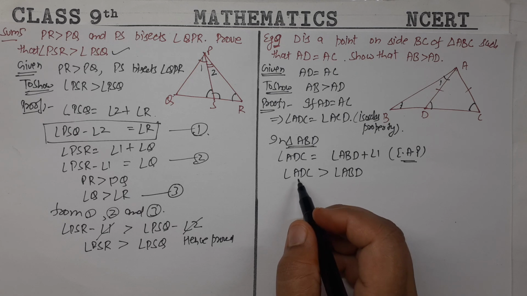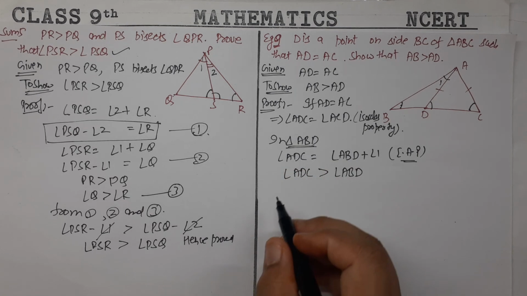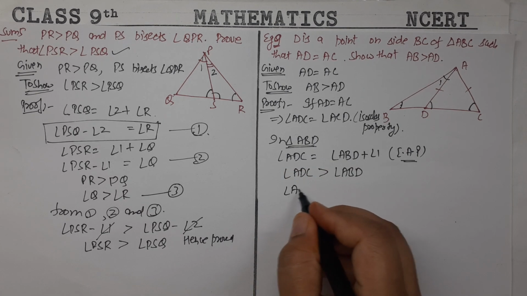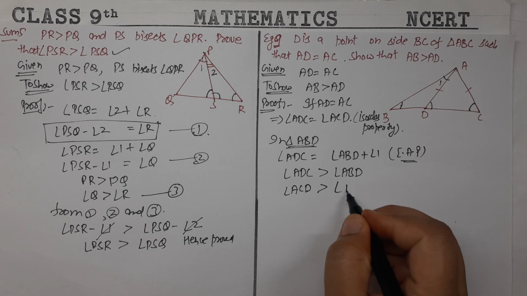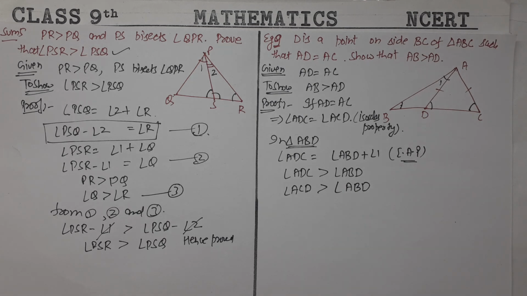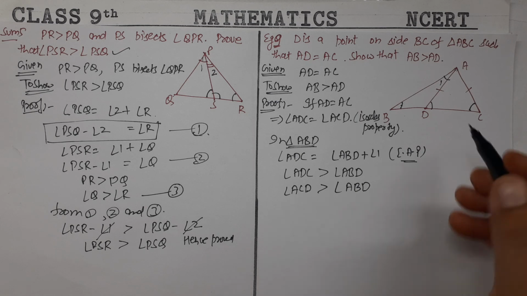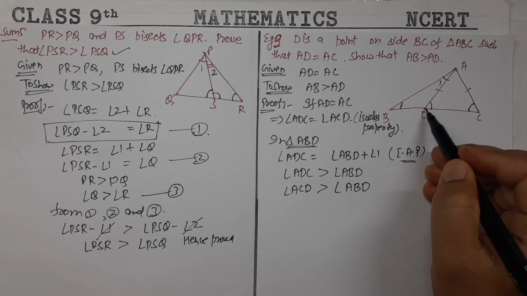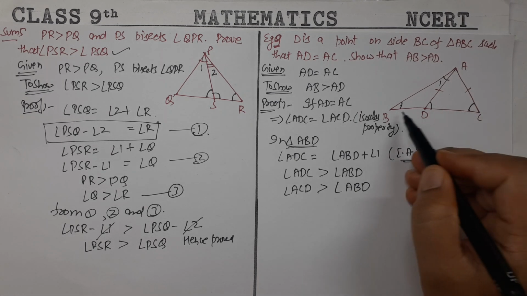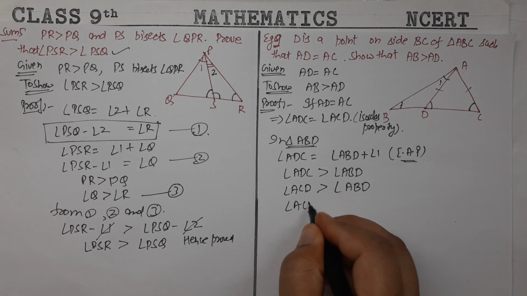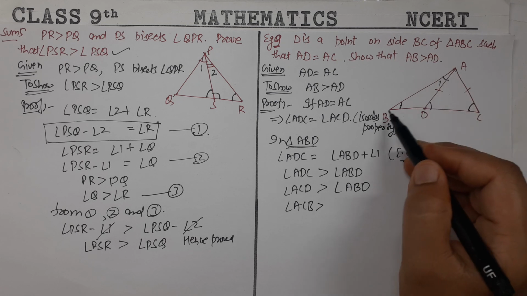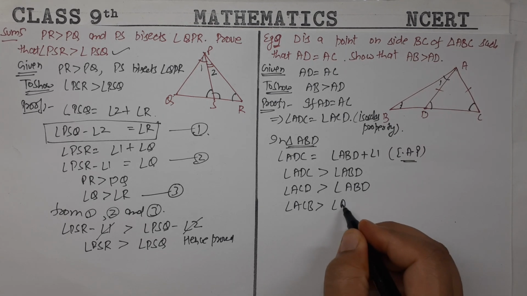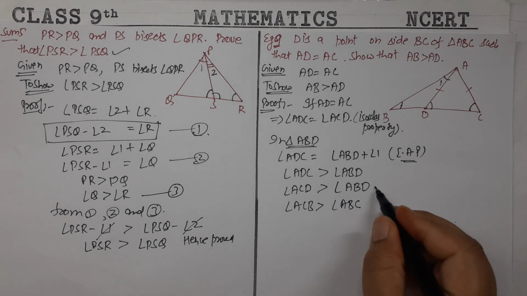Here we know that ADC and ACD are equal. Now replace it from ACD, which is greater than ABD. ACD, we can write it as ACB. ABD, we can write it as ABC. Important step.